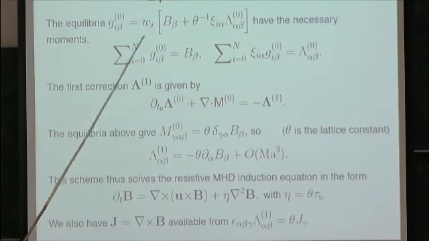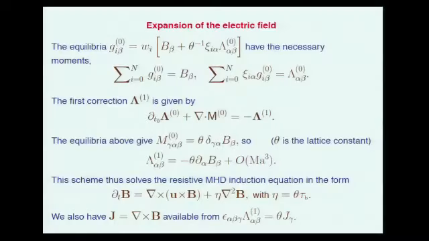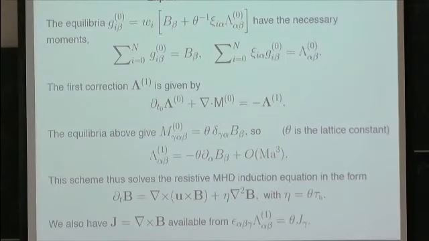So here are some equilibria which have the right moments. The 0th moment is B, first moment is lambda 0. And now I need to get the first correction to lambda 0 in order to get the resistive term. And that's given by the leading order evolution equation for lambda, the same pattern as before. Leading order time derivative of leading order value, divergence of leading order flux is the first correction. For this expression I can work out m, it's something to do with b as a delta, and this thing theta is just a constant which depends on the velocity lattice, and it's usually 1/3.